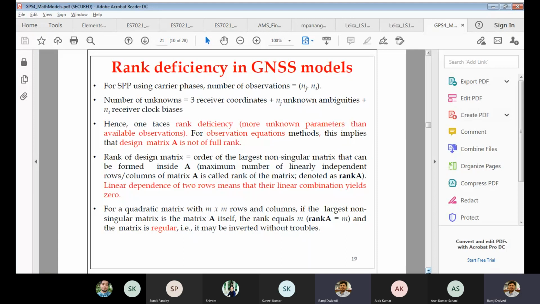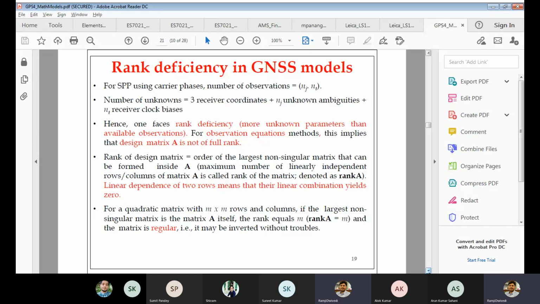Now there is a term called rank deficiency in the GNSS model, where rank is nothing but the number of linearly independent rows inside a matrix. So if you are writing Ax equals B, then x is nothing but A inverse B. For solving Ax equals B, the rank of A should be equal to the number of unknowns. So for SPP using carrier phase, the number of observations is Nj into Nt. The number of unknowns is 3 receiver coordinates plus Nj unknown ambiguities plus Nt receiver clock biases. The 3 receiver coordinates are X, Y, Z. Nj is the number of ambiguities.